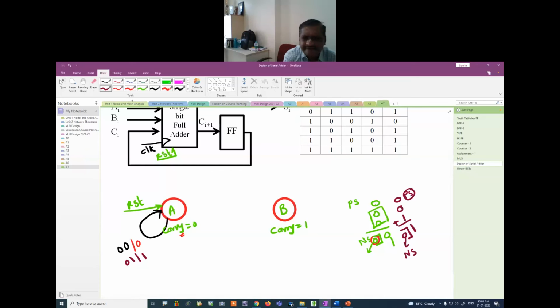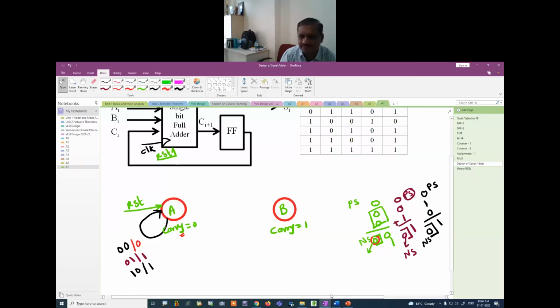Is it right? Similarly, just wait, in the present state, which is A, and inputs are 1, 0. What is the summation? Summation is 1, and what is the carry? 0. This is the present state. This is the next state of the machine. Are you getting me? Carry is a state. We have taken the carry, the thing which is to be remembered, as a state. Present carry is 0. What is the next carry? 0. Means we are going to remain in the same state. Means whenever inputs are 1, 0, output will be 1. But carry will be zero, that's why we will be in the same state.